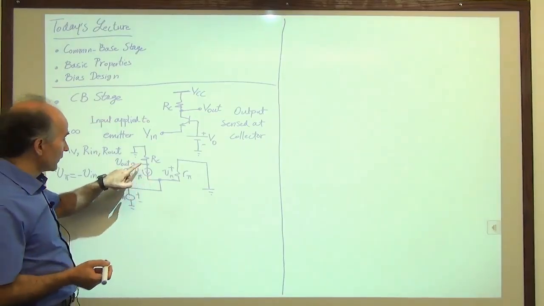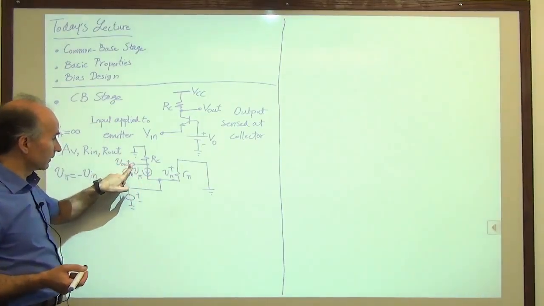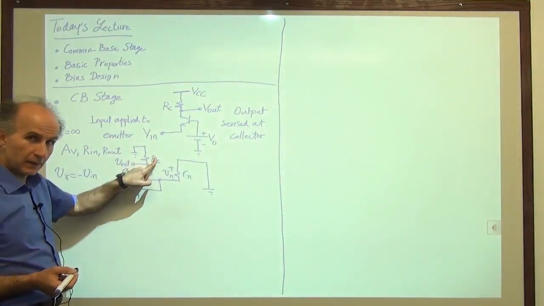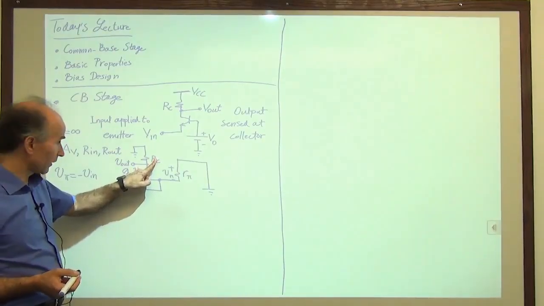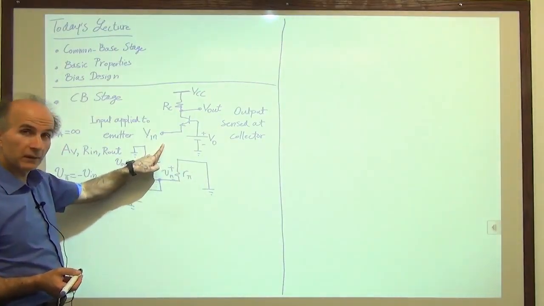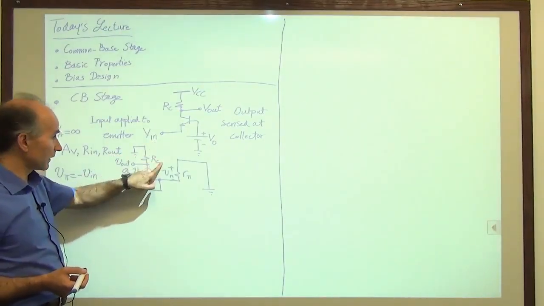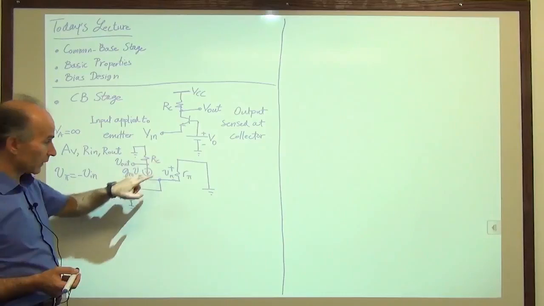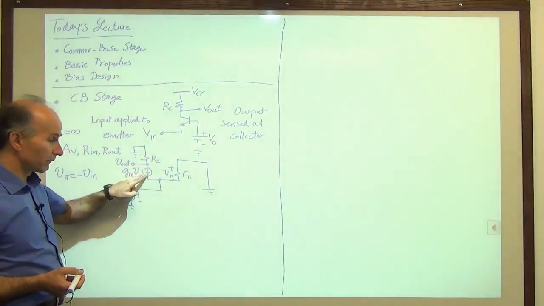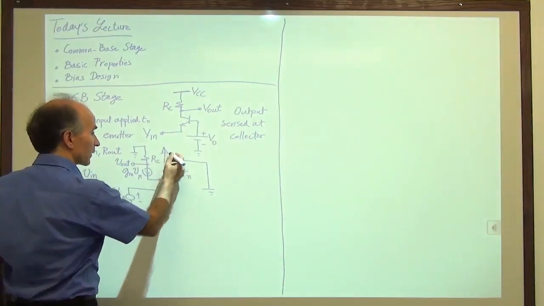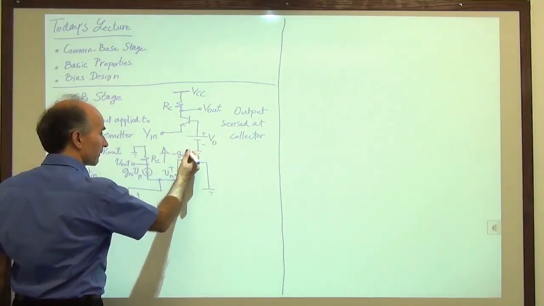Okay, how much is the voltage at the output? Well, V out is equal to RC times the current through it. Which way? The current has to go upward. It has to go from here to ground, upward. How much is the current going upward? Well, it's equal to minus gm V pi. So this current is equal to minus gm V pi.